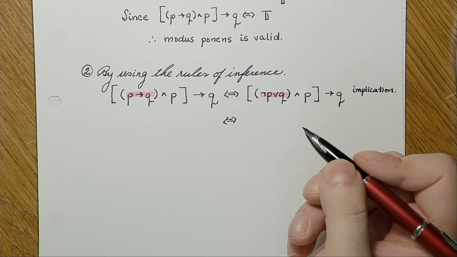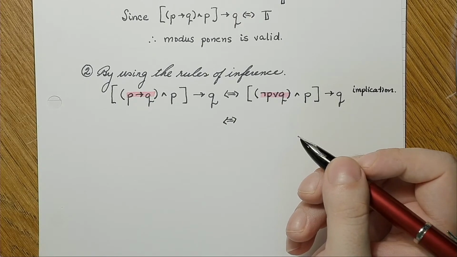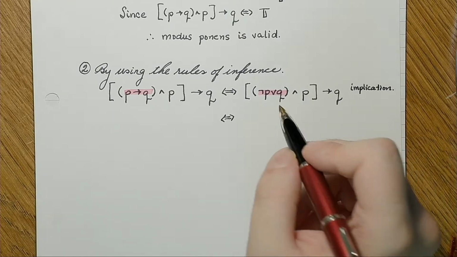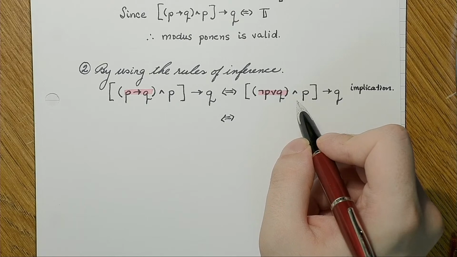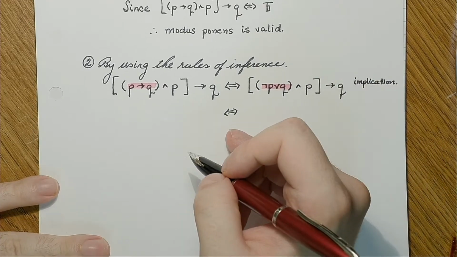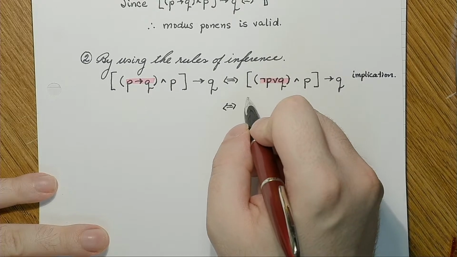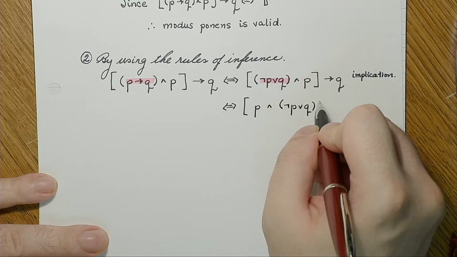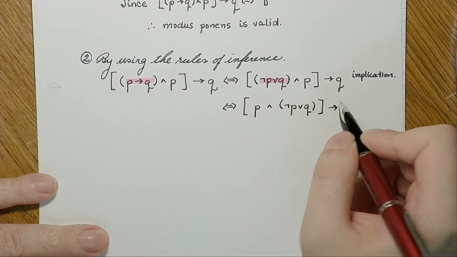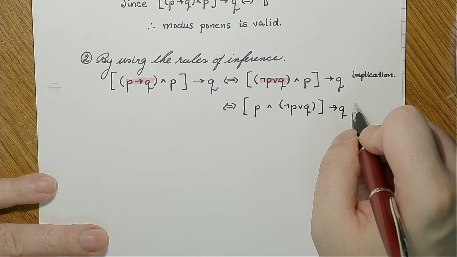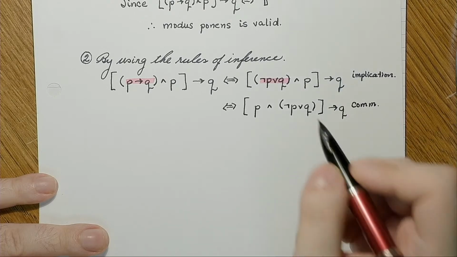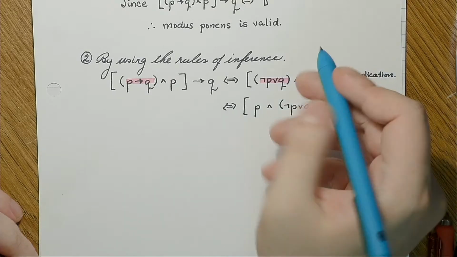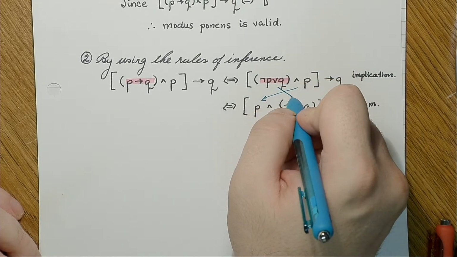Then what I would like to do is distribute this P. So I'm just going to exchange the order: P and not P or Q. When we change the order like this, it's the commutativity rule. So all I'm doing is just exchanging places.